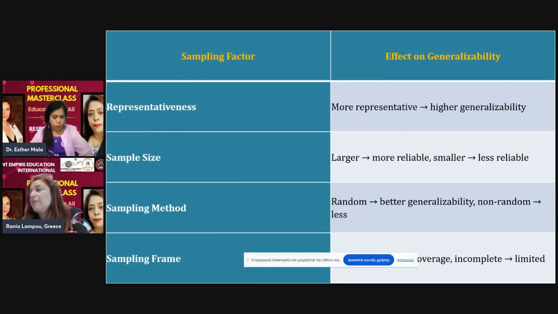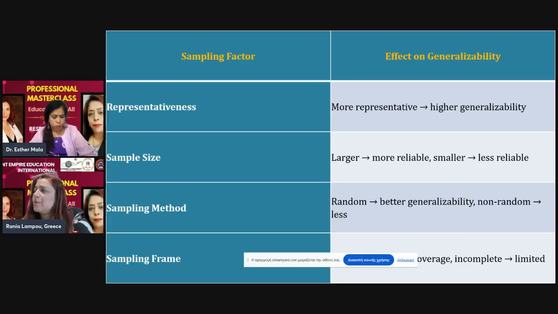More representative sample, higher generalizability. Larger sample size, more reliable. Smaller sample size, less reliable. The random sampling method, better generalizability. Non-random, less generalizability. And the sampling frame, it is complete or incomplete. Complete means better coverage, and an incomplete sampling frame means limited coverage.